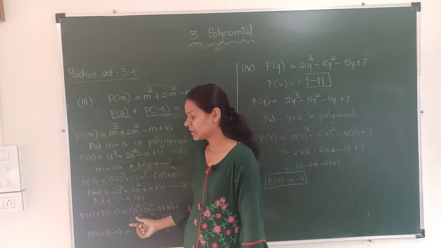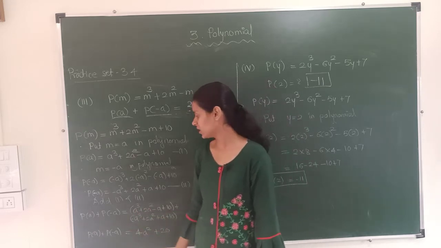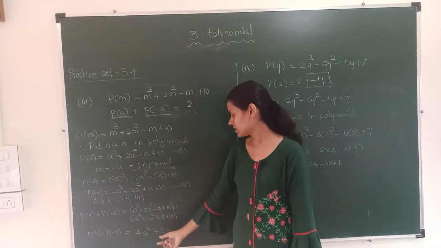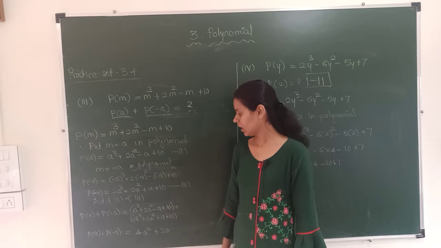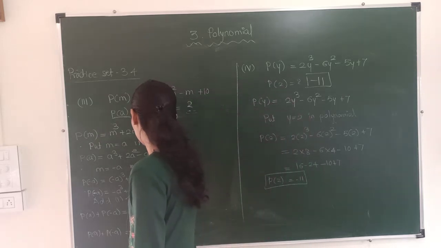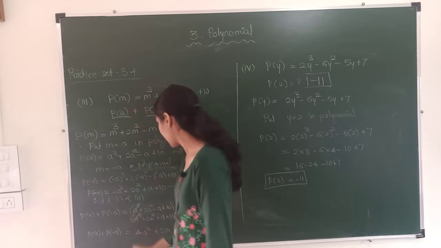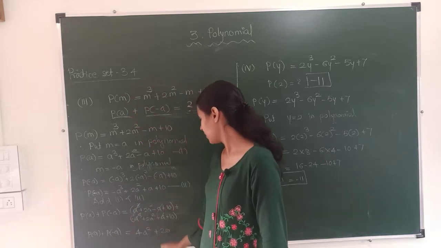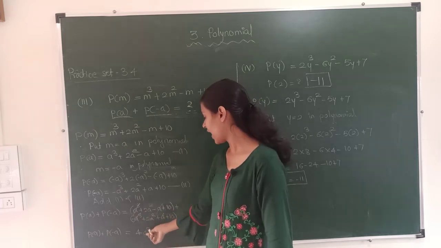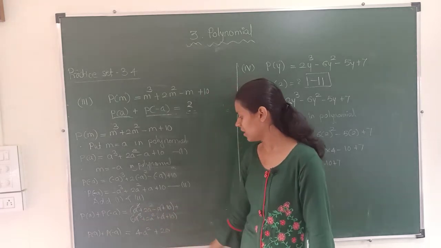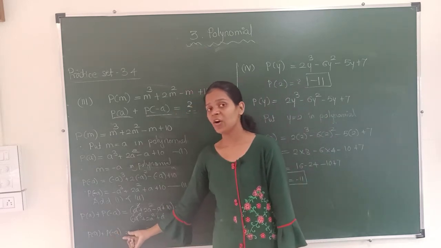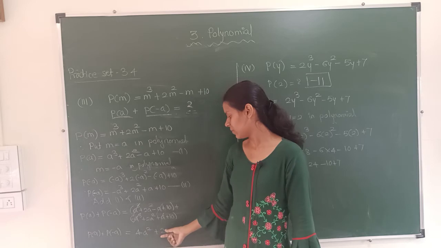Now if we add these two polynomials, the answer we get is p(a) plus p(-a) is equal to 4a square plus 20. See, this is plus and this is minus, so it gets cancelled. Plus a and minus a cancel. 2a and 2a, 2 and 2 becomes 4, with a square in common, and 10 and 10 is 20. So the answer of p(a) plus p(-a) is 4a square plus 20.